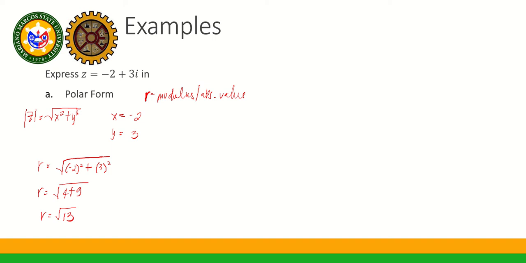So we have already computed for the value of our modulus r. Now, how do we compute for its angle or the argument? Again, let us try to graph this in the Argand diagram. So for example, this is our r, square root of 13. In plotting, we can get these coordinates: x is equal to negative 2 and y is equal to 3. So this is negative 2 and this is 3.